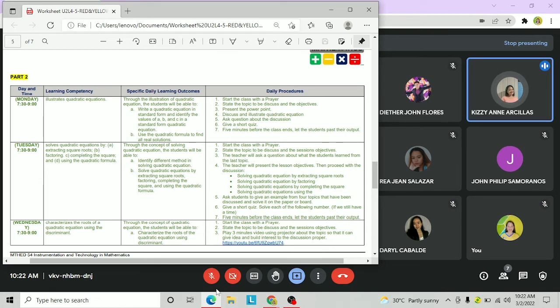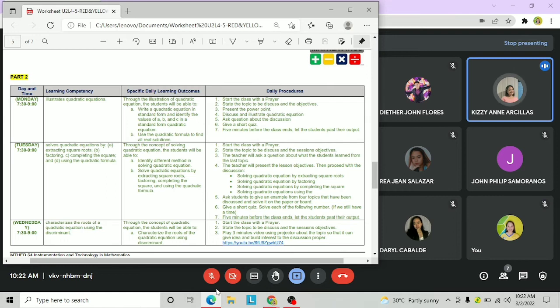For our daily procedures, we will start our class with a prayer and then state the topic to be discussed and objectives as well. Present the PowerPoint, discuss and illustrate quadratic equation, then ask questions about the discussion and give a short quiz. Lastly, five minutes before the class ends, I will let the students pass their output. So that would be on Monday.